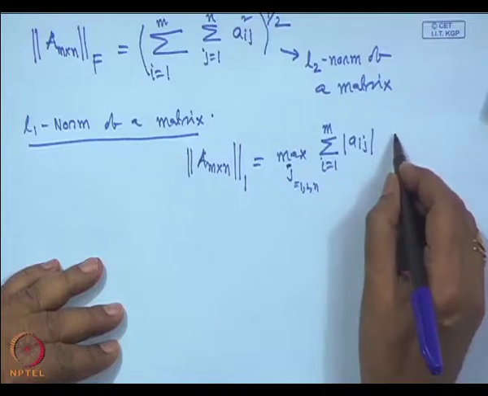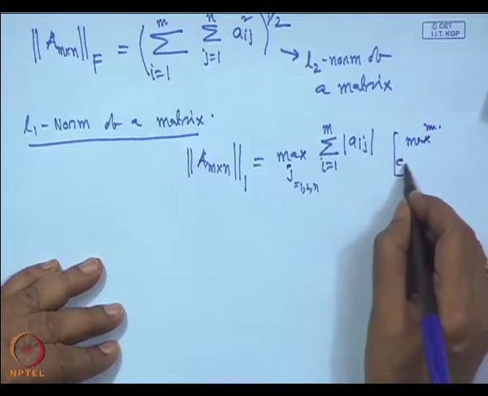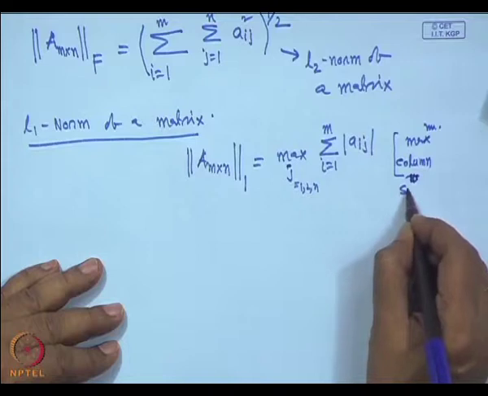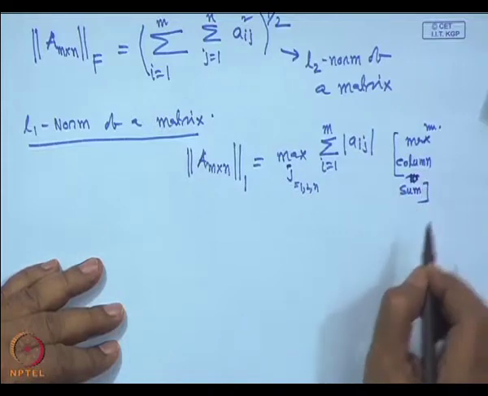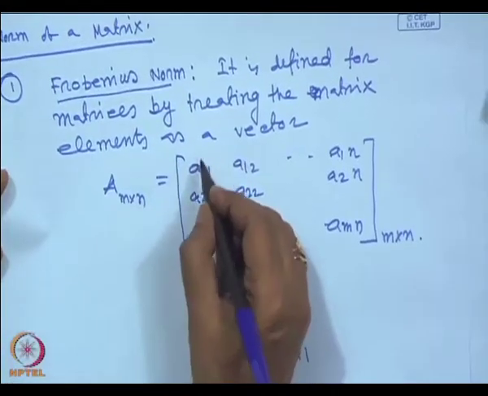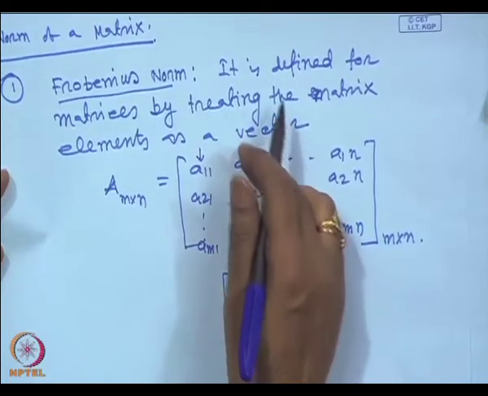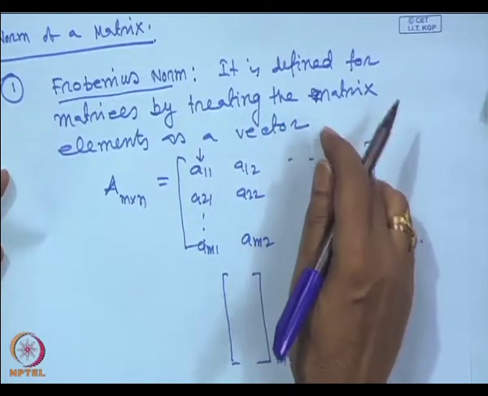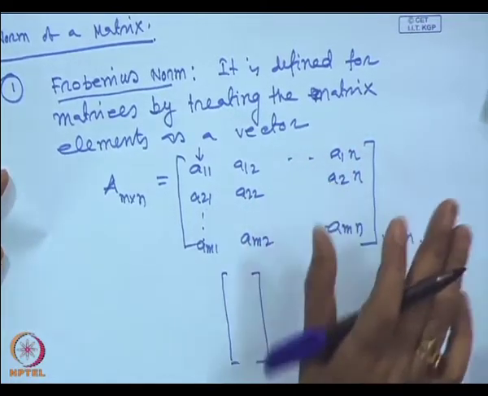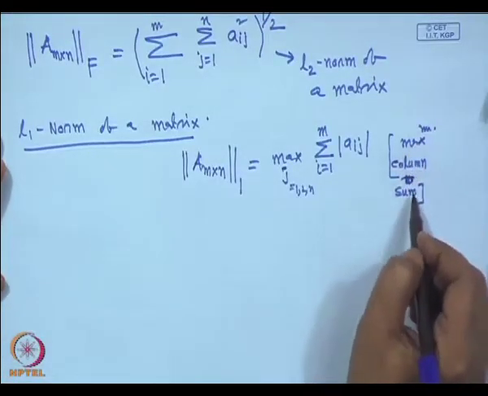So, this is nothing but the maximum column sum. In this matrix, the L1 norm is found by taking the absolute sum of the elements of this column, then that column, and in this way you proceed up to the nth column. Out of these, whichever is the maximum value will give you the L1 norm of a matrix. That is why it is called the maximum column sum.